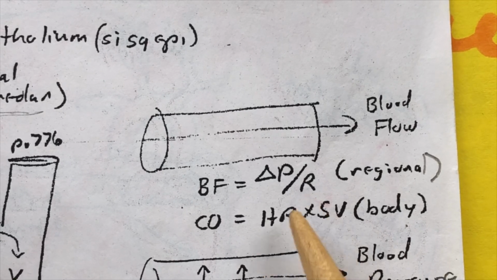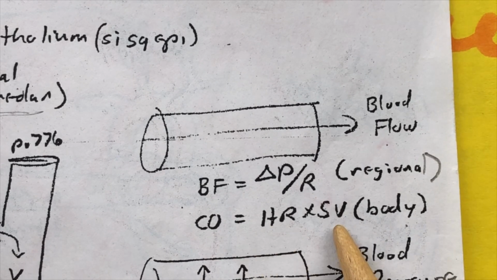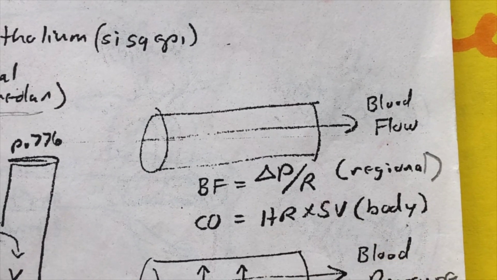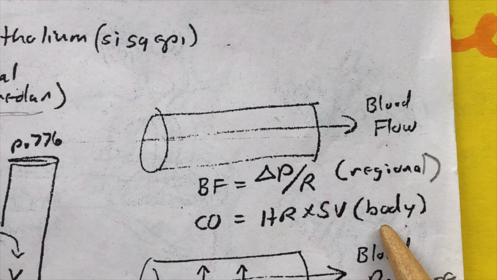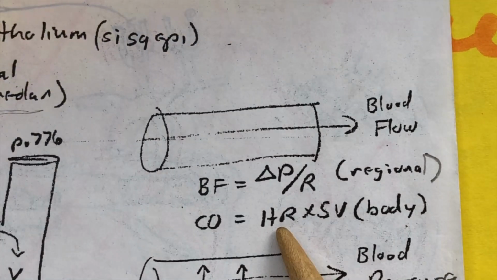Another example of blood flow is cardiac output is equal to heart rate times stroke volume. But this specifically is talking about the blood flow, say, from the left ventricle into the aorta and over to the body. So this is the volume of blood coming through the heart on the right side or the left side per minute, and in essence it represents blood flow also.